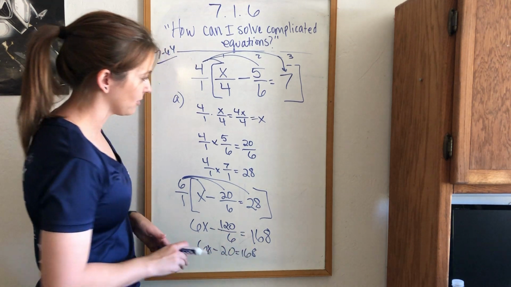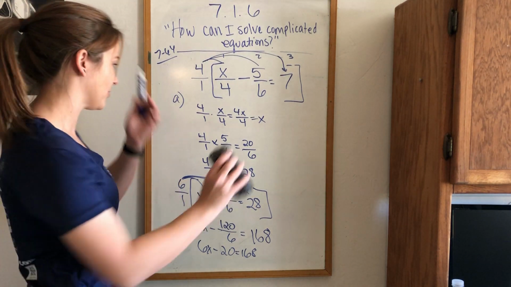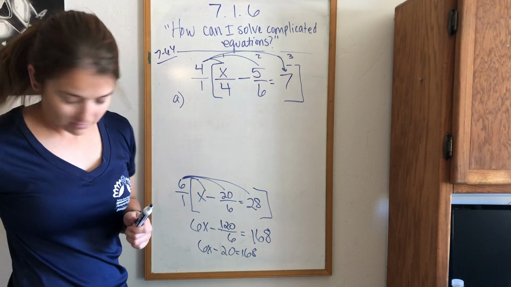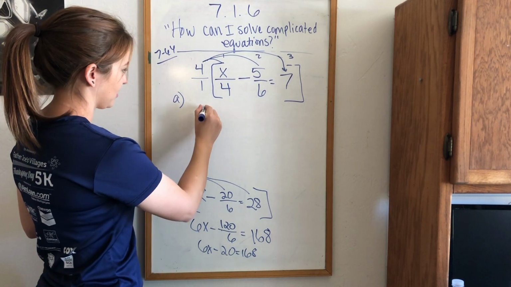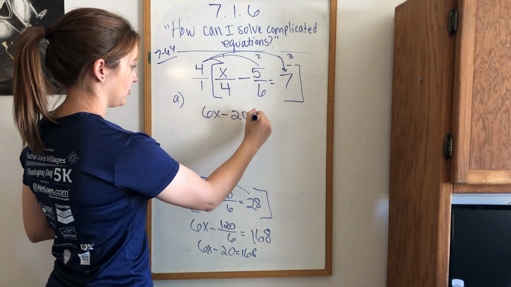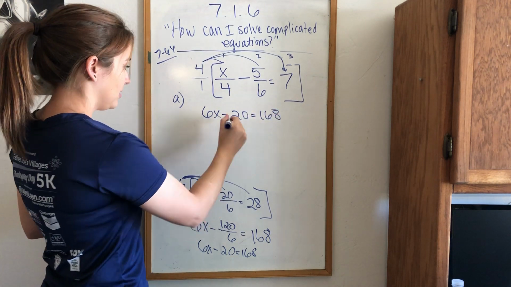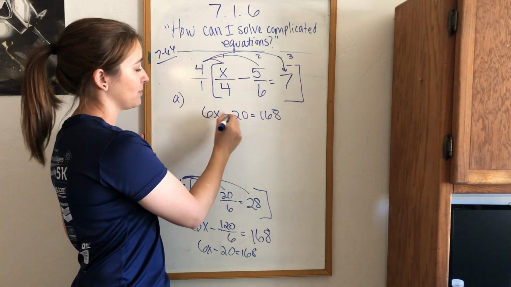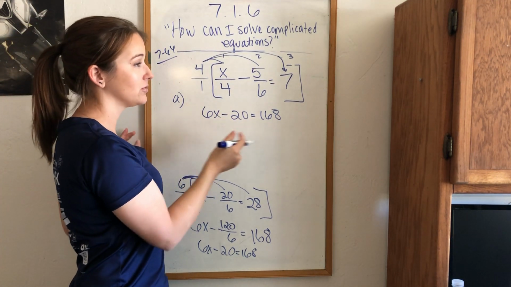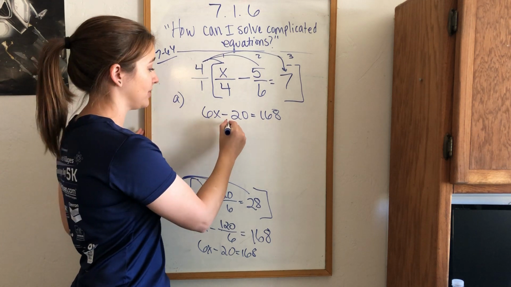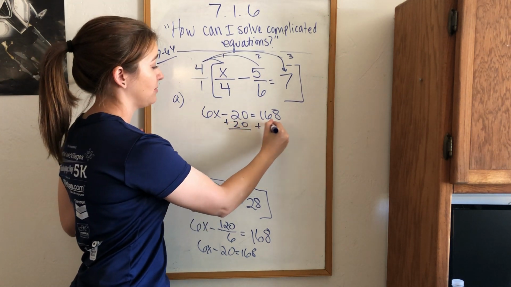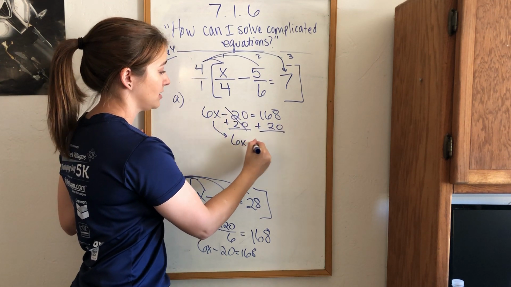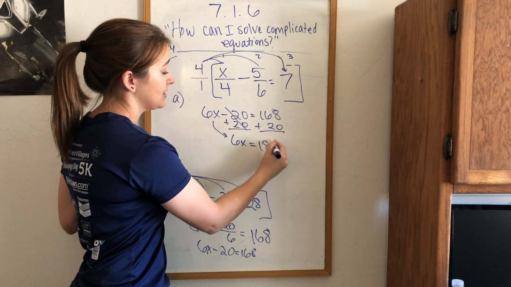And I'm running out of room, so I'm going to erase some stuff up here and finish the problem out here. Okay, so I'm going to bring that 6x up here. 6x minus 20 equals 168. I want to get x alone by itself on this side, so I need to get rid of this minus 20. I want to make it 0. To make a minus 20 0, you add a 20 to it. Have to do the same to the other side to balance it out. That becomes 0. Bring down the 6x equals 188.